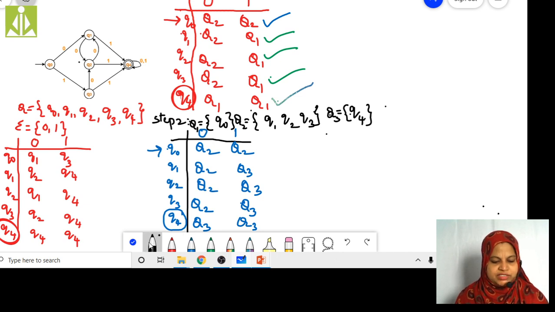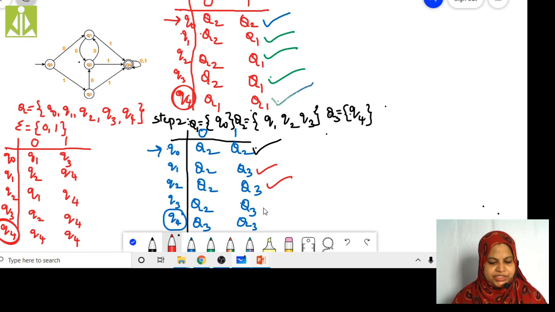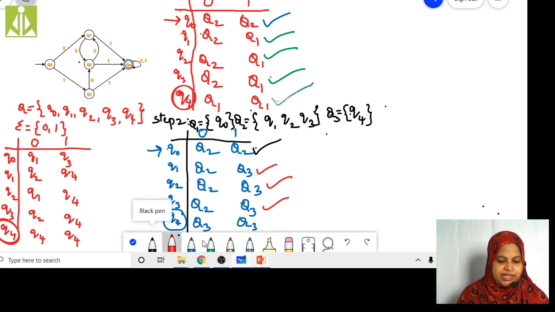Check for this one. Check for the similarities. Q2, Q2. Is there any Q2, Q2? Yes, Q2, Q2 is not there. So this is one set. Next is Q2, Q3, Q2, Q3, Q2, Q3. Right? 3 sets are there. So Q2, Q3, Q2, Q3, Q2, Q3. This is one set. Now Q3, Q3.